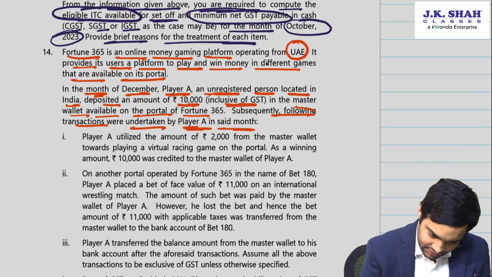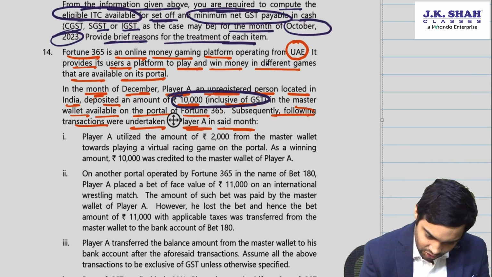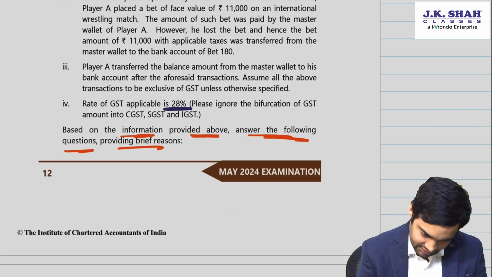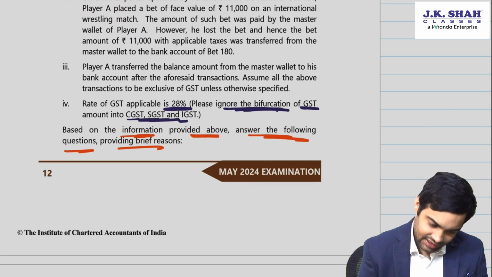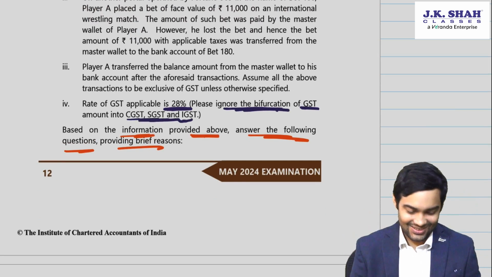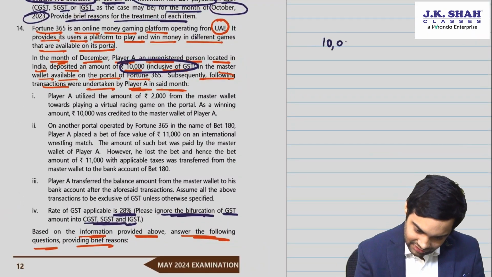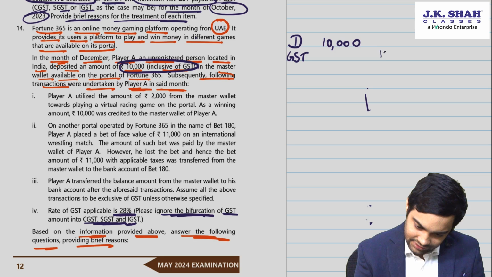Let's see. First, he has deposited 10,000 including GST. Let's go through all stages. What's the rate of GST? 28%. Please ignore the bifurcation of CGST and SGST. Very good. So 28%. Now what would happen once you deposit 10,000? This is the deposit amount. How much will go towards GST? GST will be 10,000 divided by 128 into 28.